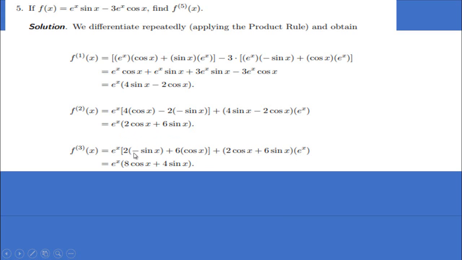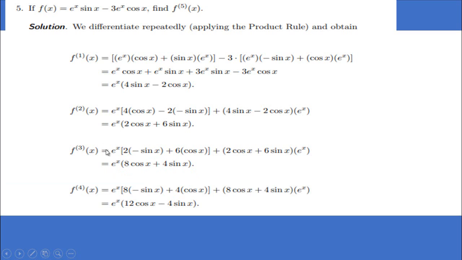So, we can have negative 2e to the x sine x plus 6 e to the x cosine x plus 2e to the x cosine x plus 6e to the x sine x. And we can add that is equivalent to 8e to the x cosine x plus 4e to the x sine x is the third derivative. The fourth order is ito copy derivative. So, derivative of cosine is negative sine, derivative of sine is cos. So, it means copy the derivative plus copy, then derivative, then simplify.